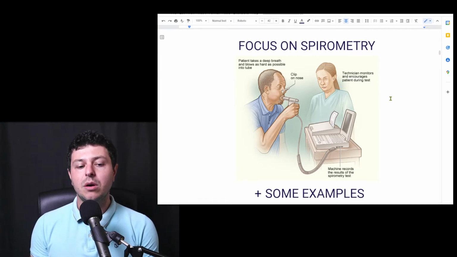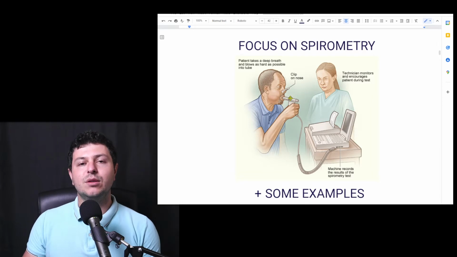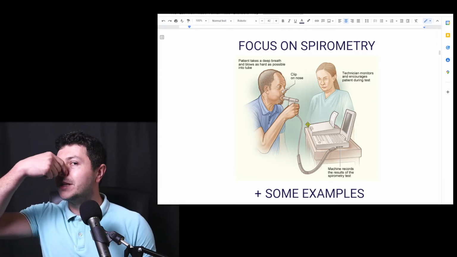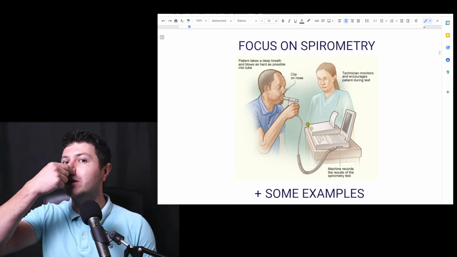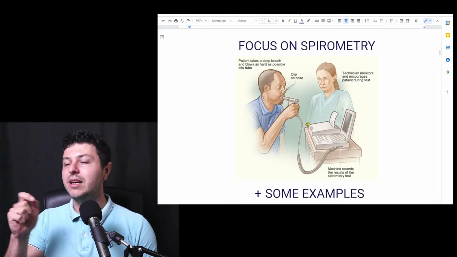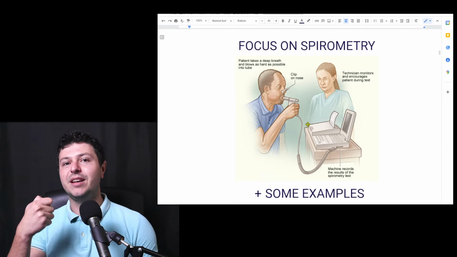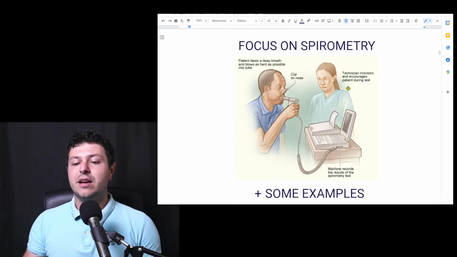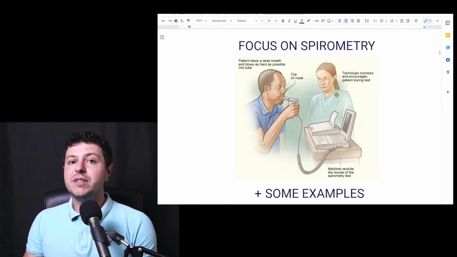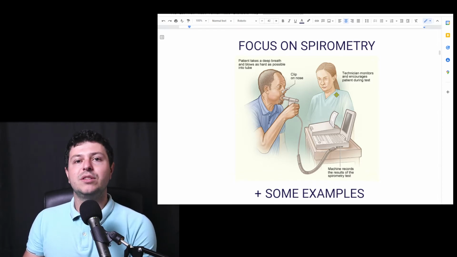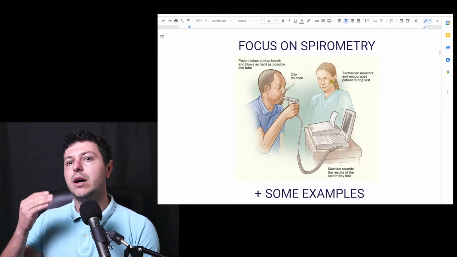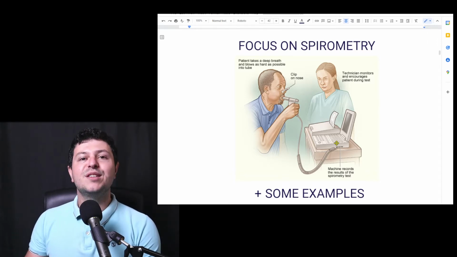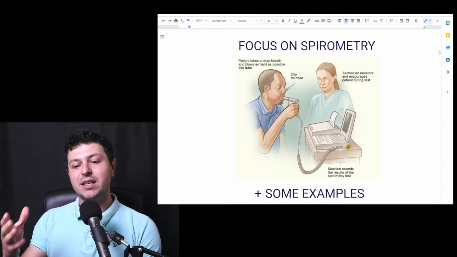It's the most common test. You may have seen this image before. The patient has a nose clip to block the flow of air through the nostrils. They bite onto a mouthpiece, like in this image, and a technician, physician, nurse, physiologist, or someone else instructs them how to breathe according to the specifications of the machine in front of them, because this is the spirometer.